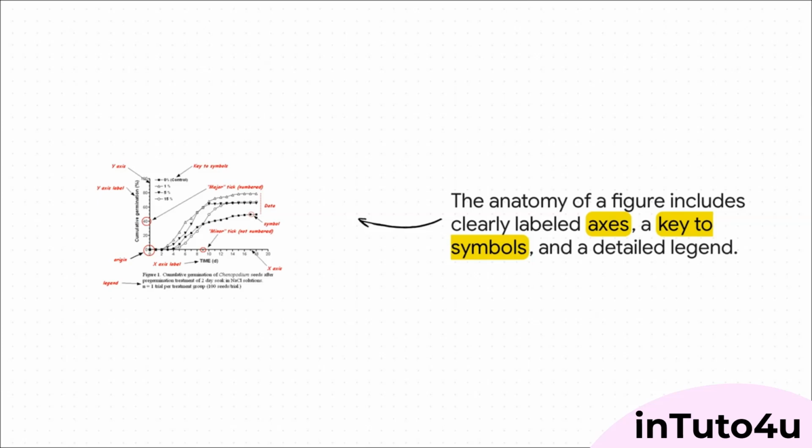And let's take a look at what makes a really strong figure. You've got to have clearly labeled axes, and don't forget the units. You need a key or a legend, so we know what all the different colors or symbols mean. And this is the part everyone forgets. You need a super detailed caption that explains exactly what we're looking at.